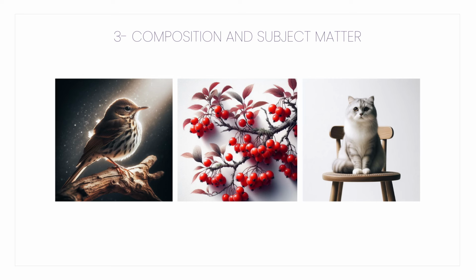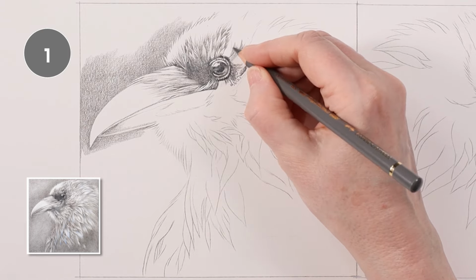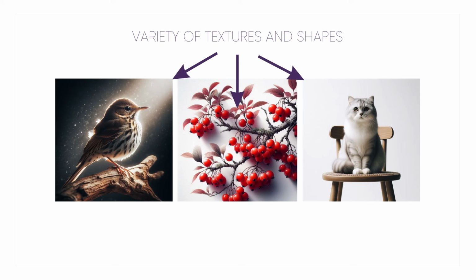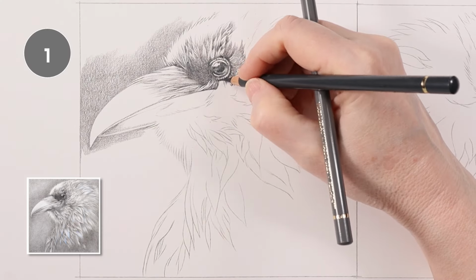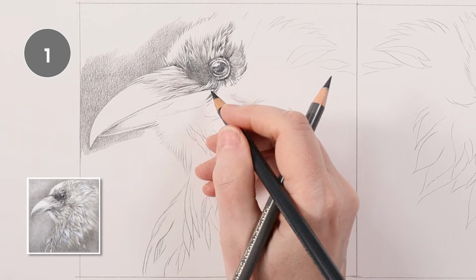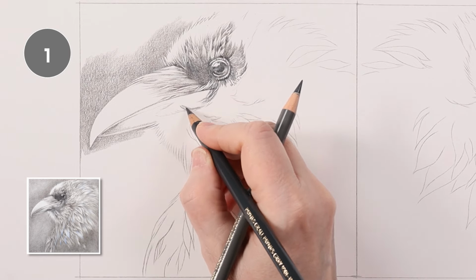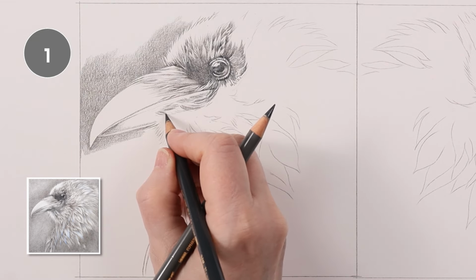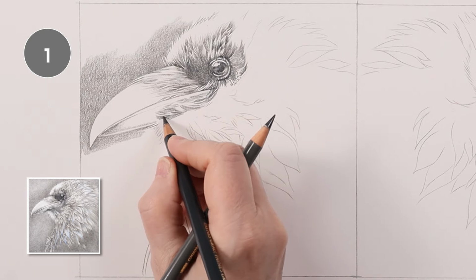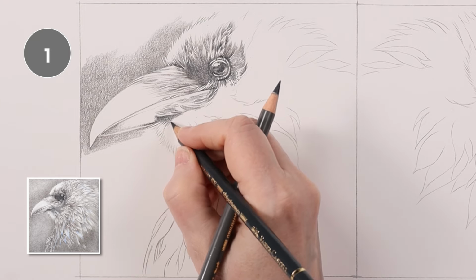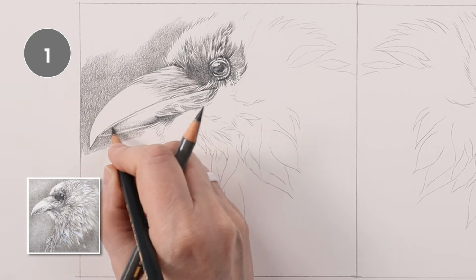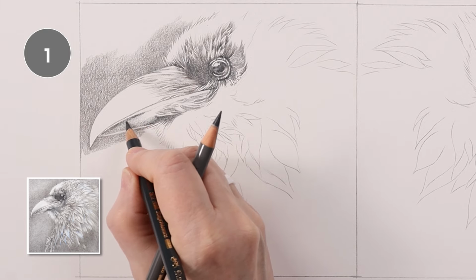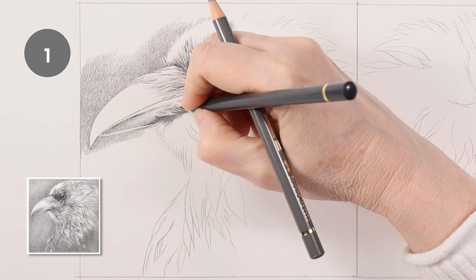And 3, we want to look at composition and subject matter. You're going to pay attention to the composition and subject matter on your reference image. Choose a subject that interests you, of course, and has a variety of textures and shapes to challenge your drawing skills. Also, pay attention to the way other subjects sit beside each other. Is there light reflection going on? For example, for a still life drawing, you might choose a reference image that features a variety of objects arranged in an interesting composition. Look for objects with different textures, shapes, and reflective surfaces to challenge yourself and create a dynamic drawing.